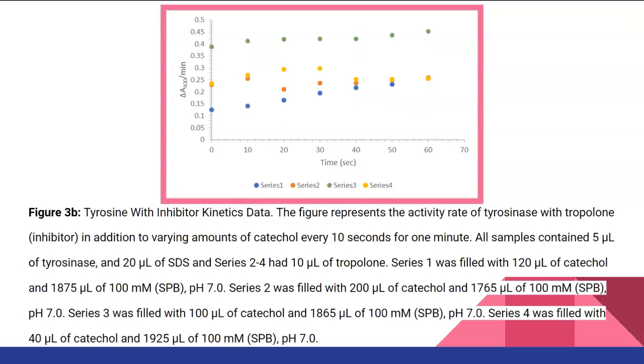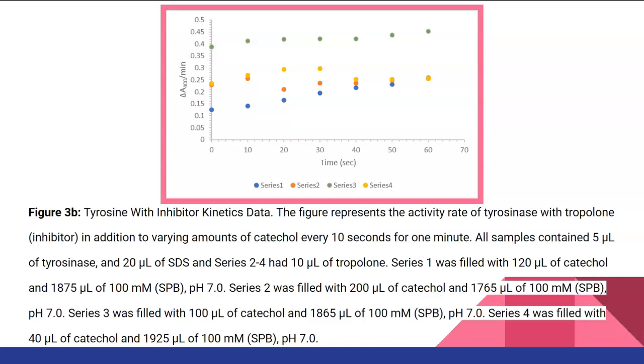Now, this one is very similar to the one before, except now the inhibitor tropolone is introduced. The figure is, same thing, recorded every 10 seconds for 1 minute. In this case, it is 5 microliters of tyrosinase, mainly because it is better to have more concentration, more activity, and I joined another group, so that's also another reason. And 20 microliters of SDS.